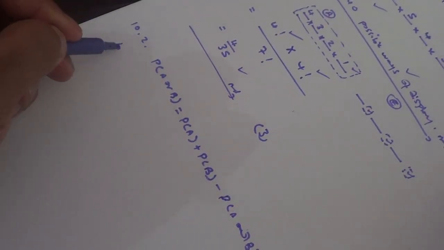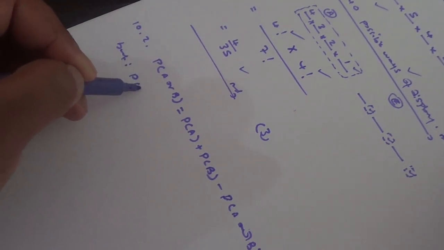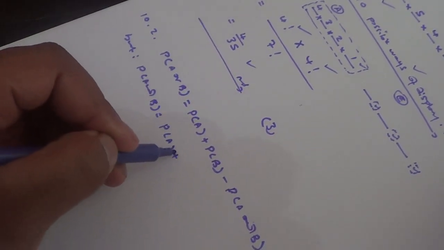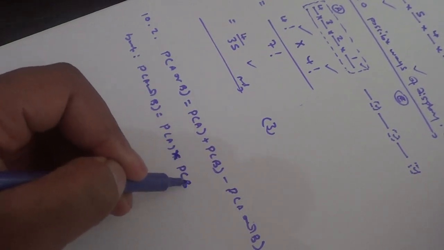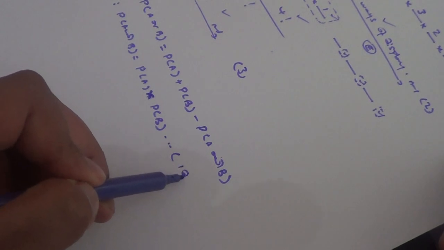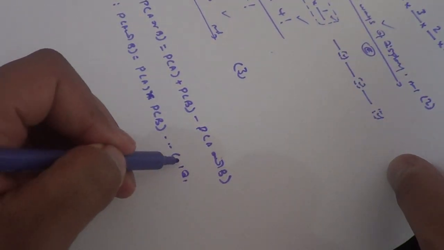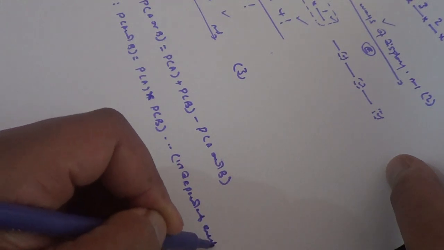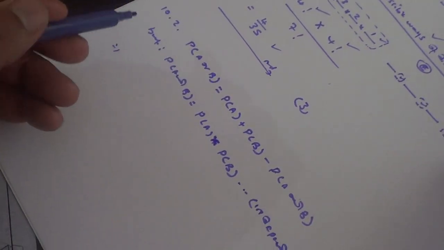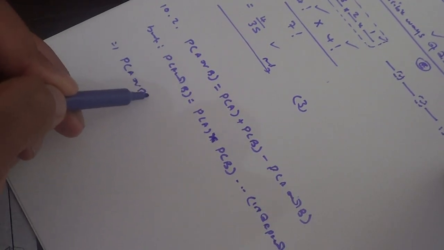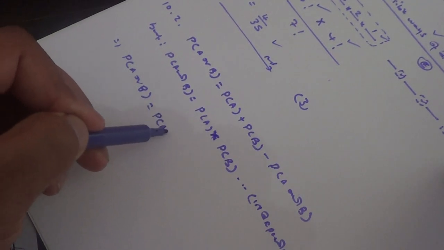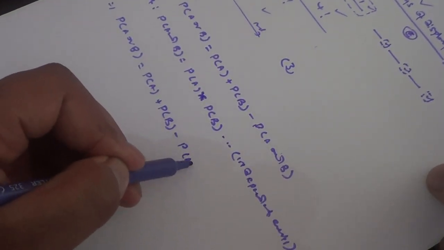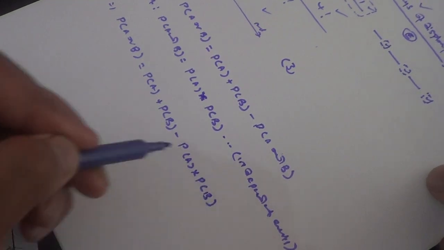All right, so what do we know? We know that P of A and B is given by P of A times P of B. Why? These are independent events. How do we write independent? Goodness. Independent events. This implies that P of A or B is going to be given by the probability of A plus the probability of B minus the probability of A times the probability of B. So how nice is this?